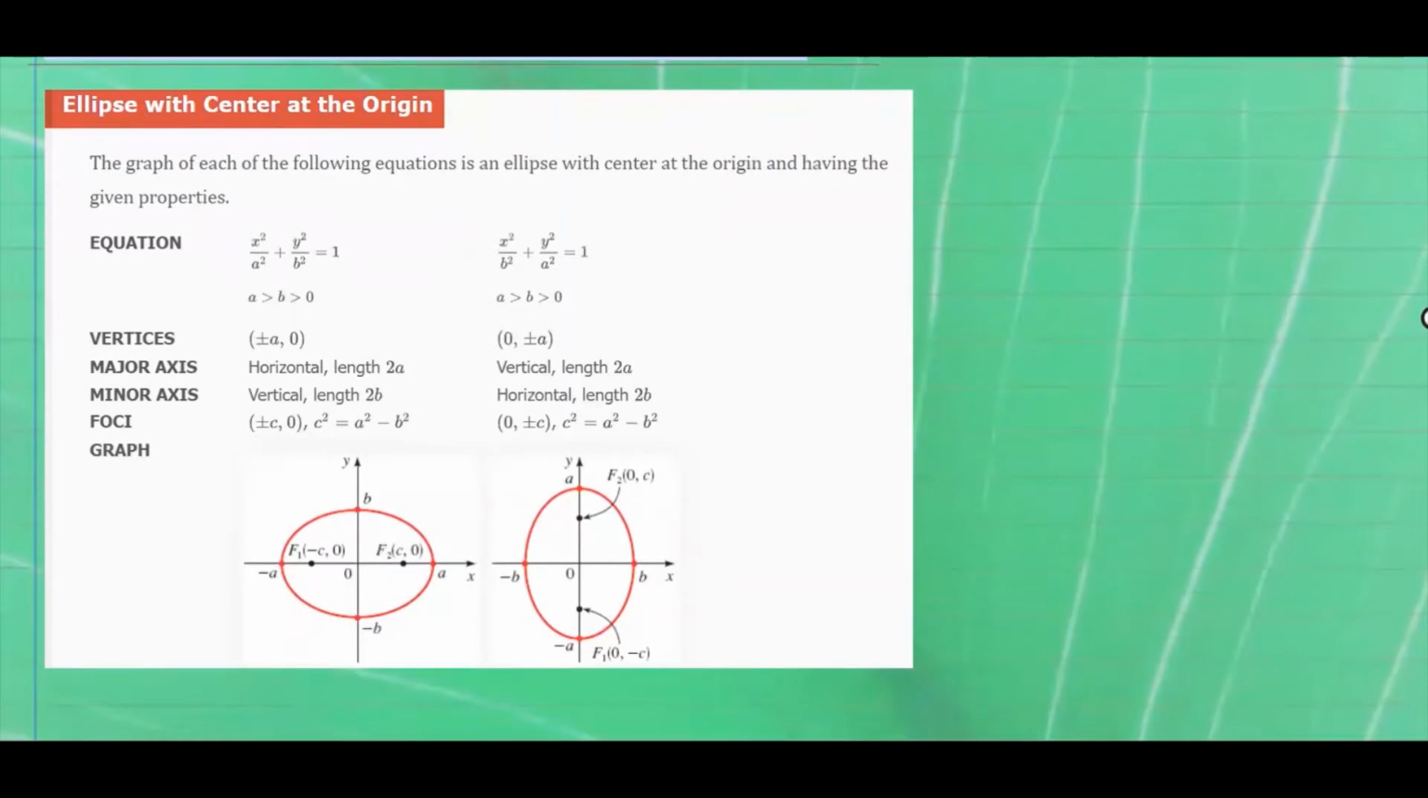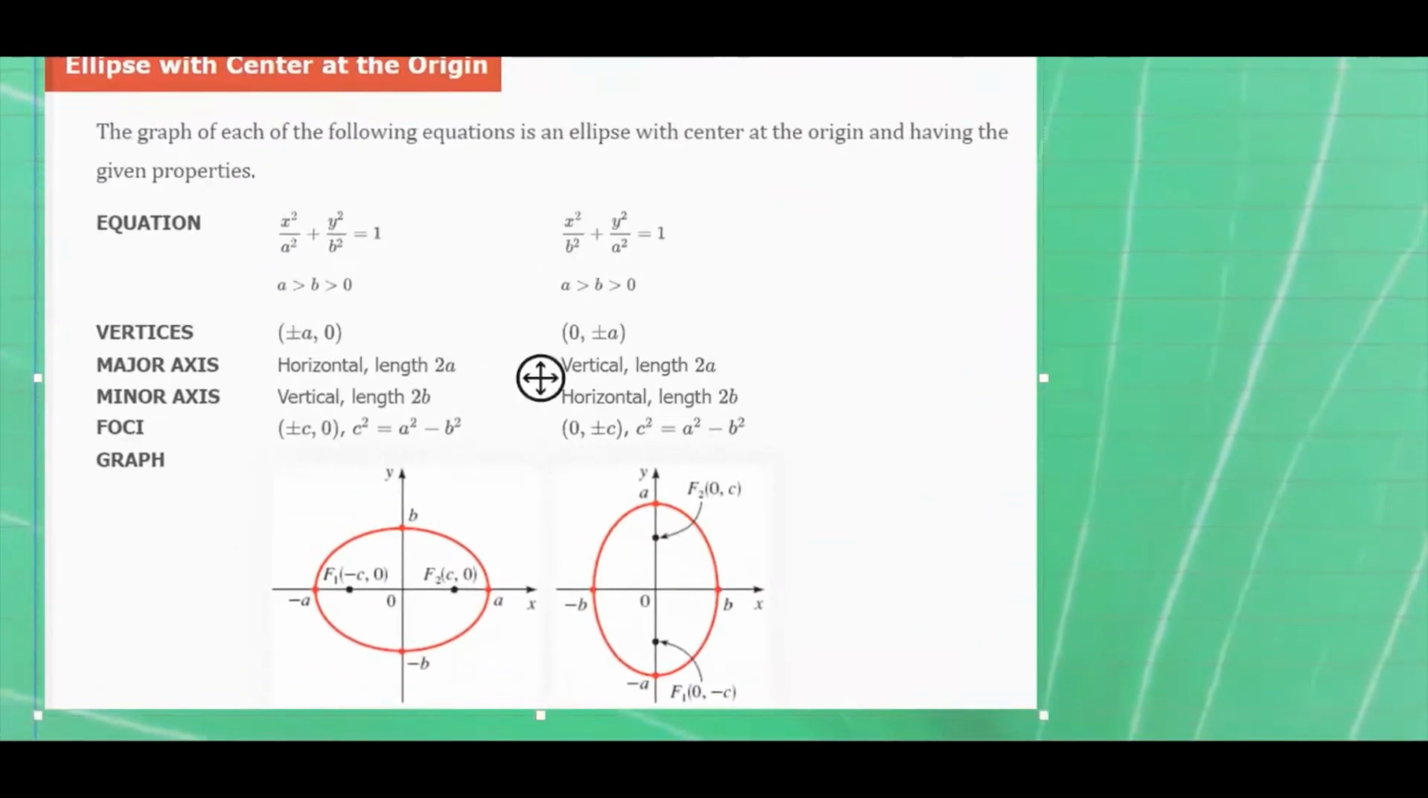So let's focus on this equation right here: x squared over a squared plus y squared over b squared is equal to 1. That's the equation of an ellipse, because the radius in the x direction is a, and the radius in the y direction is b. So if you look at the picture, this will be the picture of the first equation we're looking at.